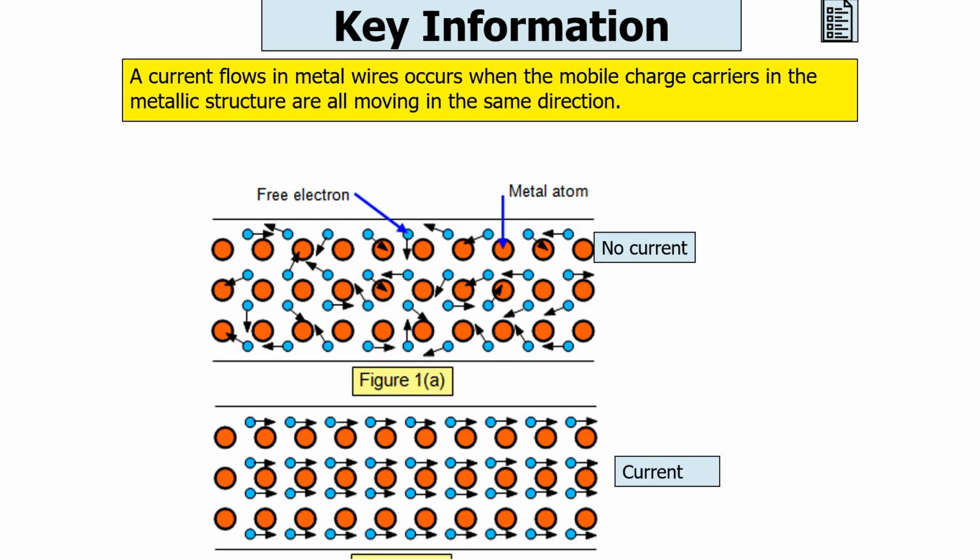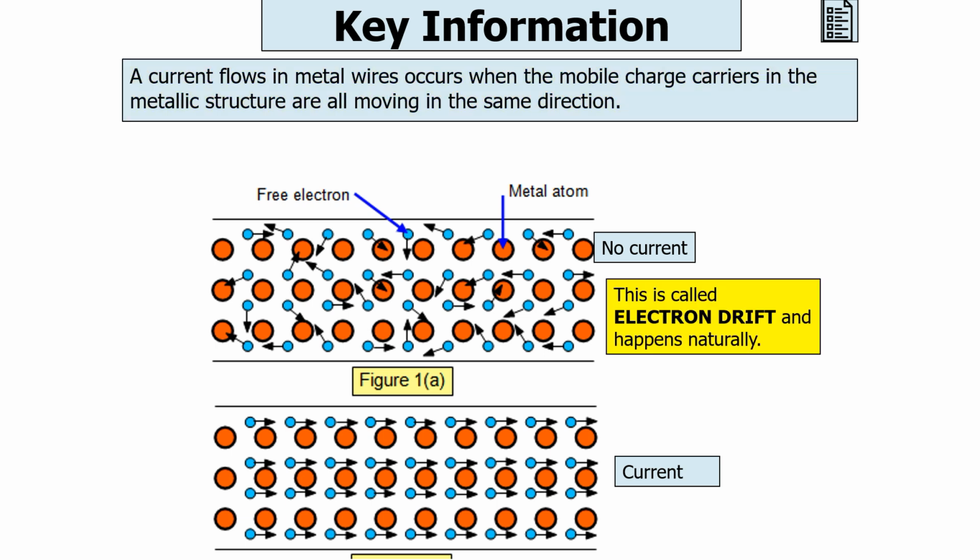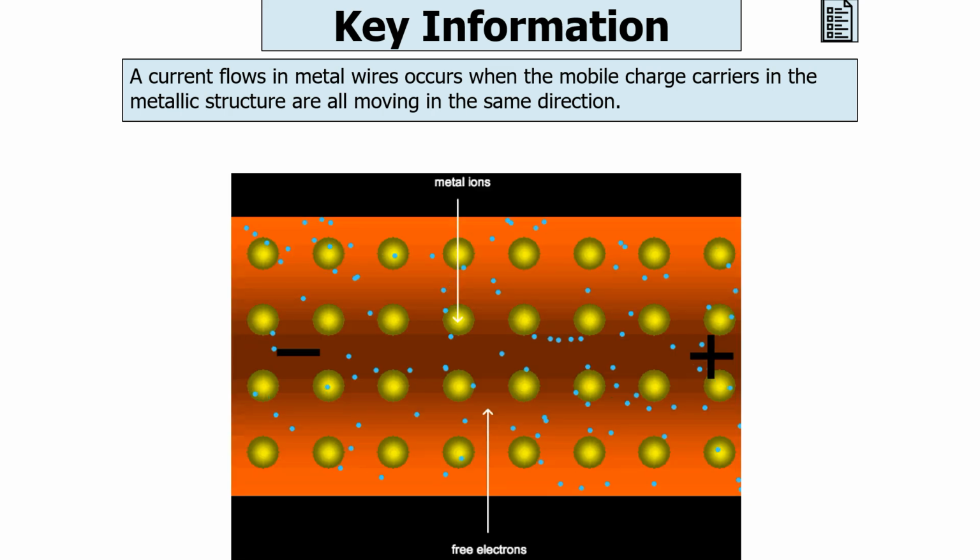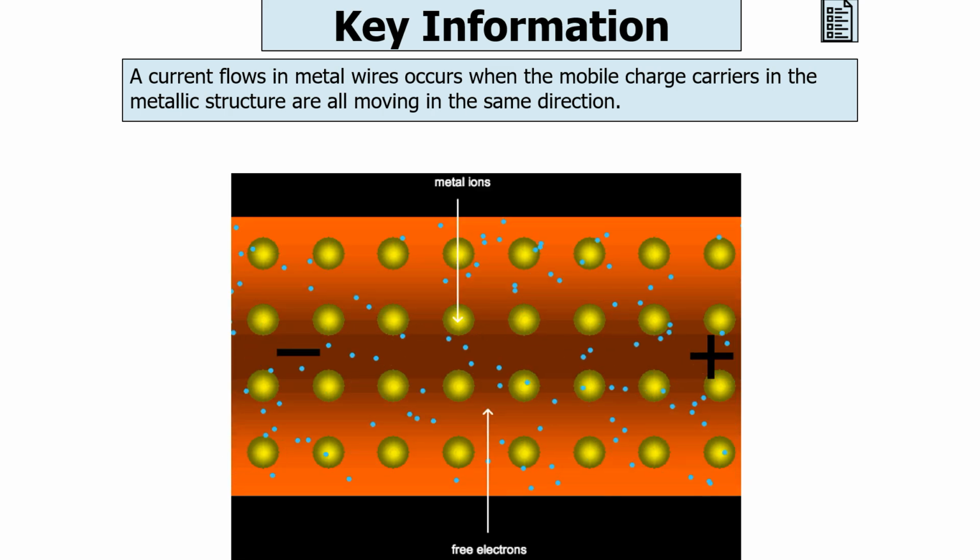A current flows in metal wires when mobile charge carriers in the metallic structure are all moving in the same direction. If there was no current, you would still get electrons moving naturally, which is called electron drift. So a current flows in a metal wire when those mobile charge carriers in the metallic structure are all moving in the same direction.